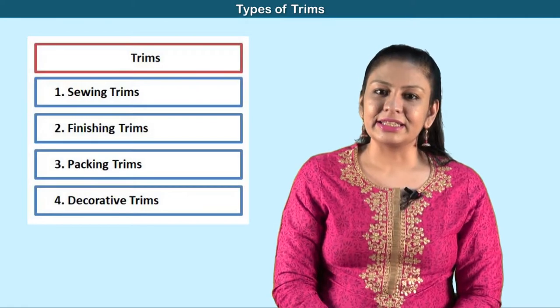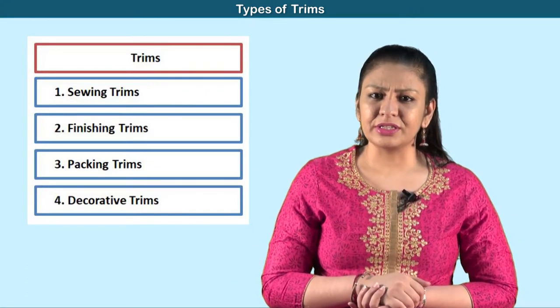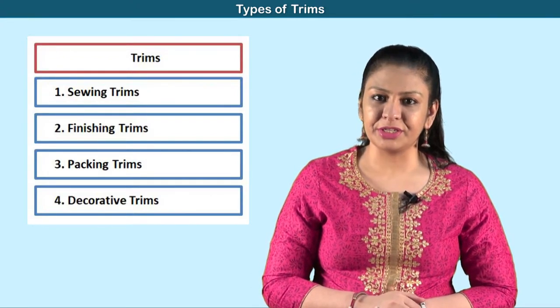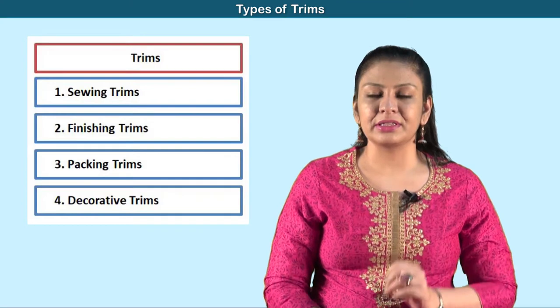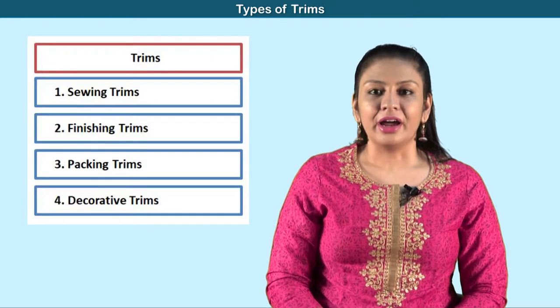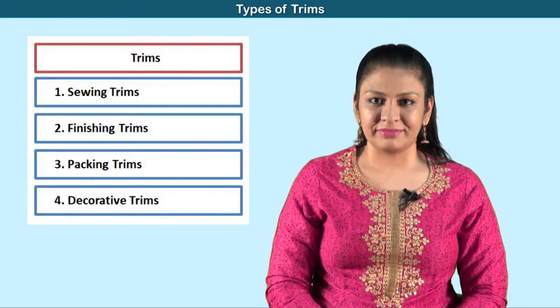First of all, what are trims? And what are the categories that are there? The materials used as trims vary extensively from piece goods to support materials to closures to special purpose fabrication. Broadly, trims can be classified into four types based on their production stages. These are sewing trims, finishing trims, packaging trims, and decorative trims.